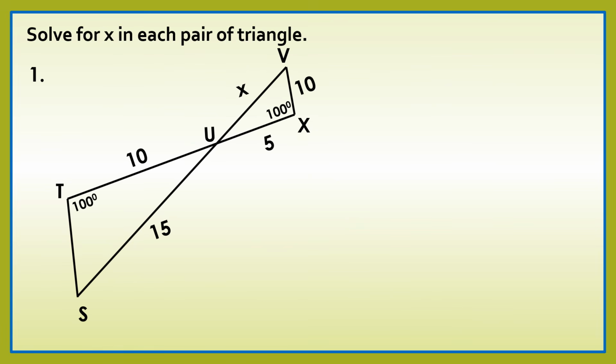Let us solve this problem. Solve for x in each pair of triangles. So, ang hinahanap natin dito yung value ng x. So, kuha tayo ng proportional segment, pero dapat ay kasama dito yung x. So, unahin natin yung UV. And then, US. Then, another is UX and UT.